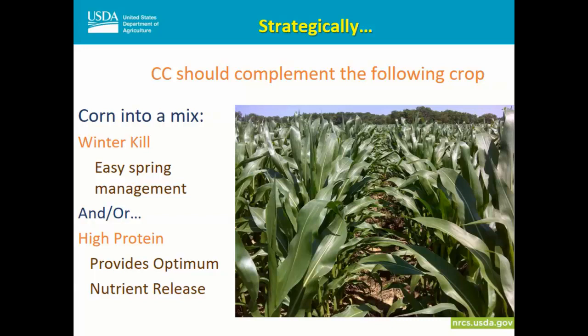So we're thinking high protein. That means more vegetative type cover crop plants, more legumes if at all possible in the rotation. That's why Dave does such a good job after wheat. He can grow a lot more legumes ahead of that corn plant. That works really well because you're complementing the next crop in the rotation.